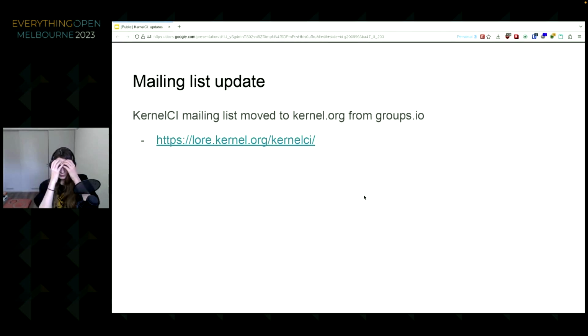And we had a mailing list update, a simple update. Before we were on groups.io, and recently we moved to kernel.org. So the KernelCI mailing list can be seen from lore.kernel.org together with all other kernel related mailing lists.